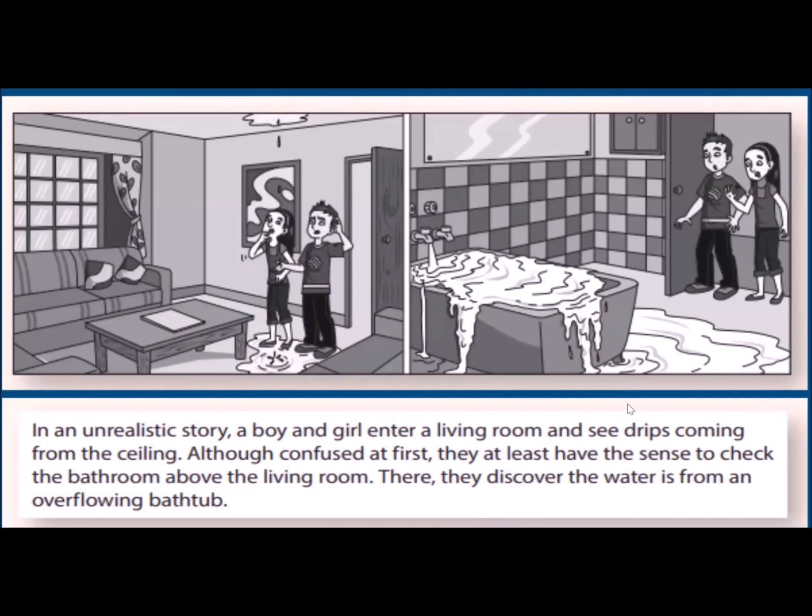All right, so right off the bat, this summary starts out with a judgment or an opinion. It's an unrealistic story. Then the second example of where we have a judgment or an opinion is they at least have the sense to check the bathroom. So those two are good examples of where judgments and opinions have been used. Now, I'm going to show you the next slide where I have written a summary that is going to be free from judgment and opinions. So let's read over this one.